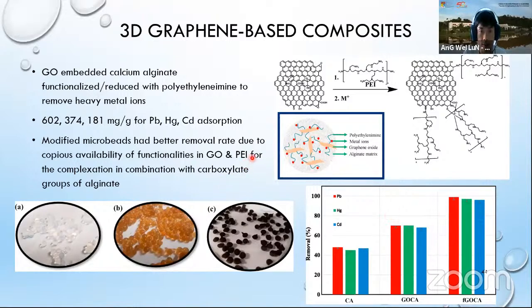and polyethylene imine for the complexation in combination with the carboxylate group. So basically, it means that because of the functional groups available on the graphene oxide, you can improve the adsorption performance. More active sites to capture the pollutants.